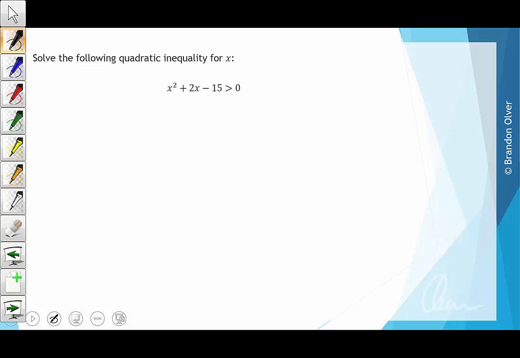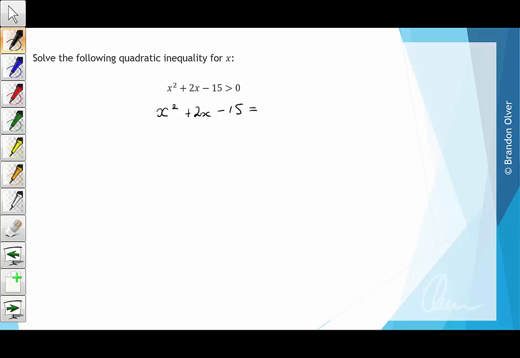In this video, we're going to solve the following quadratic inequality for x. So we have x squared plus 2x minus 15 is greater than 0. So the first thing we have to do when we're solving quadratic inequalities is solve the quadratic equation. So here we're going to solve x squared plus 2x minus 15.